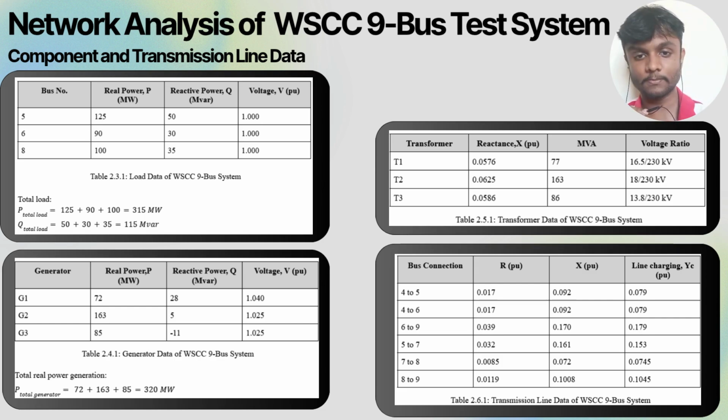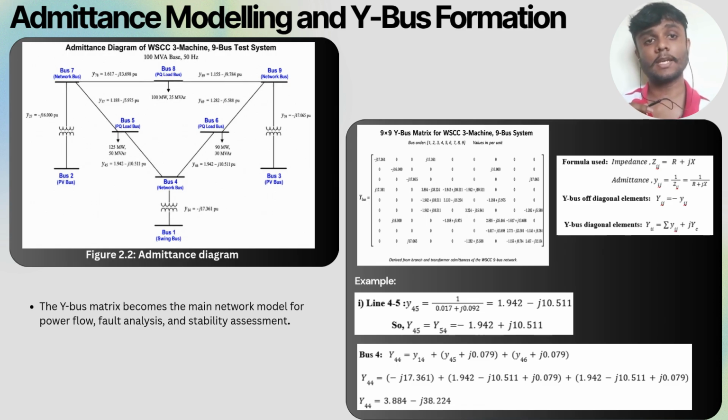Finally, this slide shows that the impedance values are converted into admittance values to form the Y bus matrix. So as you can see in my slide, each transmission line is first represented using the impedance, where Z is equivalent to the resistance added to the imaginary multiplied by the reactance. After that, the branch admittance is calculated using 1 divided by the impedance calculated.